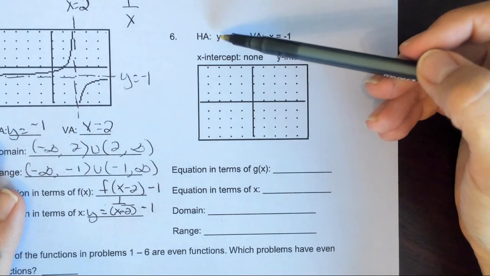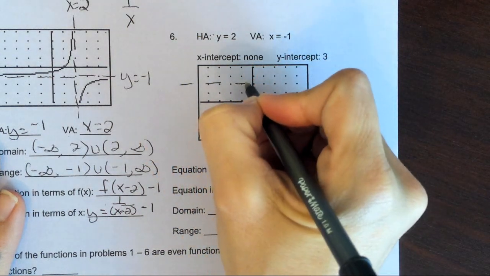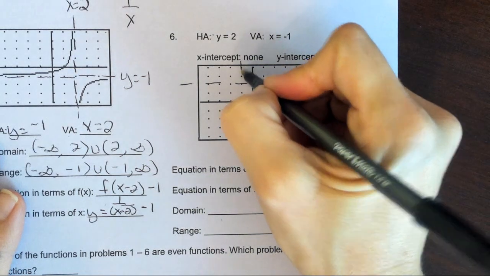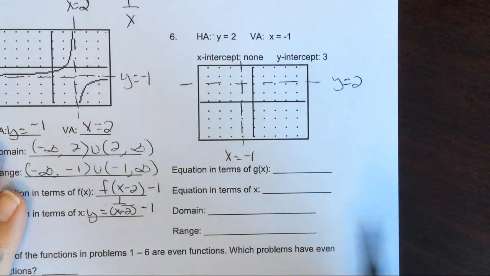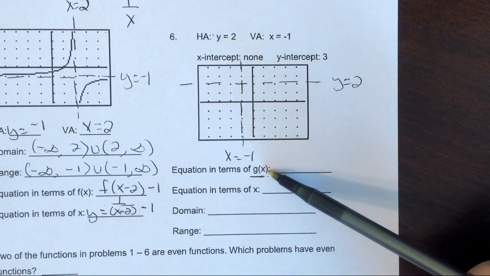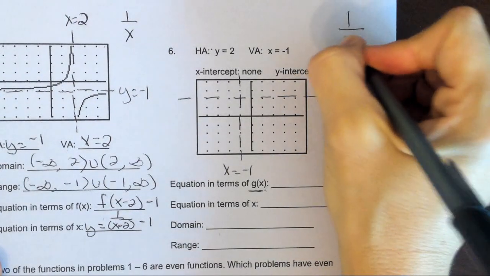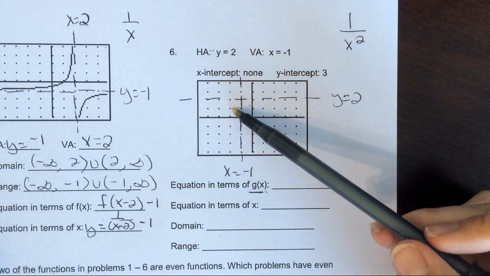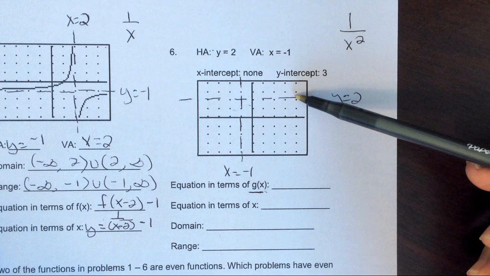On number 6, it tells me that I have a horizontal asymptote at 2. I'm going to go take care of that. All right, y equals 2. I have vertical asymptote at -1, so x equals -1. And then they kind of sneak this in here. They tell you that you are g of x. So if it's g of x, you need to be thinking of 1 over x squared. I can tell that I went left 1 and I went up 2.